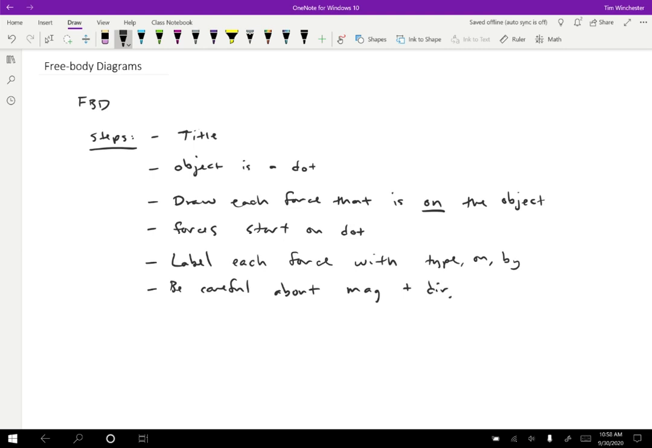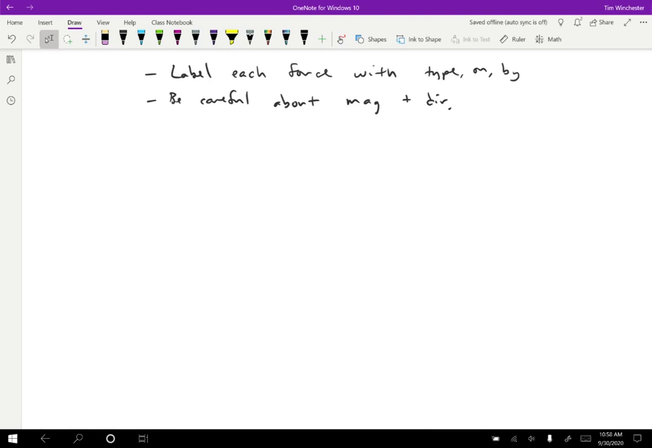Okay, so this probably sounds like a lot. I'm going to show you a couple examples, and I think you'll see that there isn't that much to this. So for the first one, I'm going to draw just a falling ball. Okay, so here's the title. Here is the dot that represents the ball. And then for a ball that's falling, the only force on it is gravity. Okay, so we're going to have a gravitational force. It's downwards like this. Its type is gravitational. It's on the ball, and it's by Earth. Okay, that's it. That's the free body diagram for a falling ball.